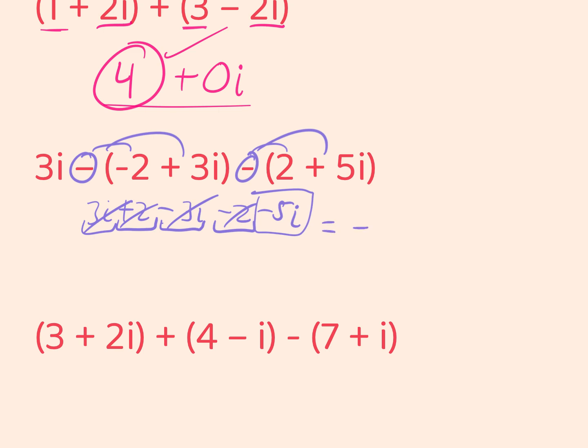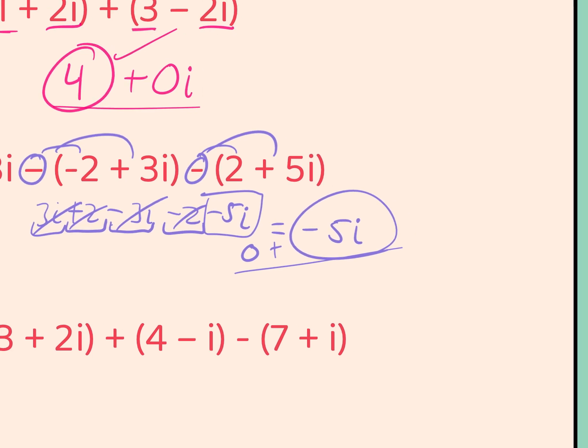So our answer for this one is just negative 5i, right? Again, and this is fine, right? If you wanted to add a real part to it, it would just be 0, right? 0 would be your whole number. So 0 plus this would be your complex number. But here we just have a pure imaginary number.